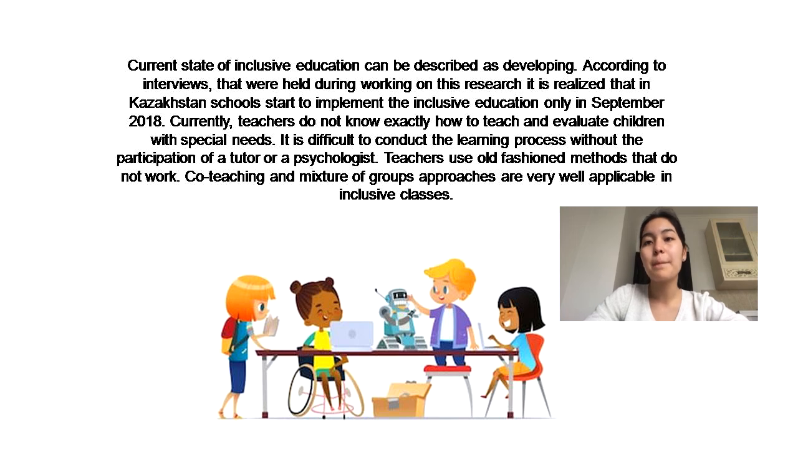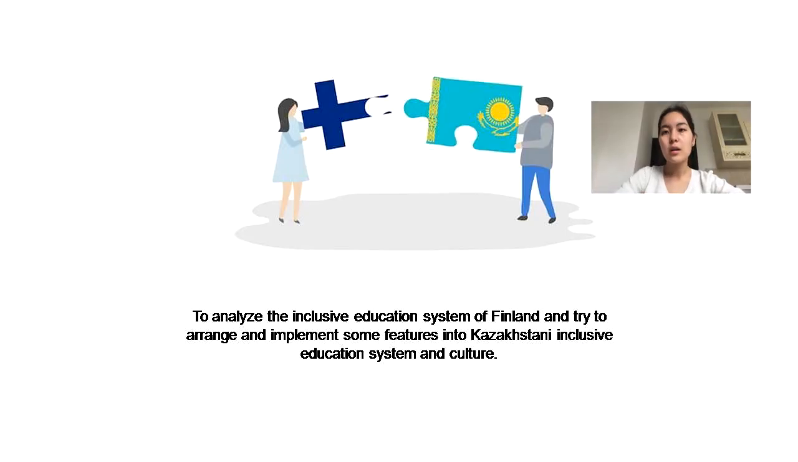And here is an example of appropriate usage of co-teaching approach. Otherwise, teachers use old-fashioned methods that do not work. Co-teaching and mixture of groups approaches are very well applicable in inclusive classes. This is also an evidence that these approaches are useful.